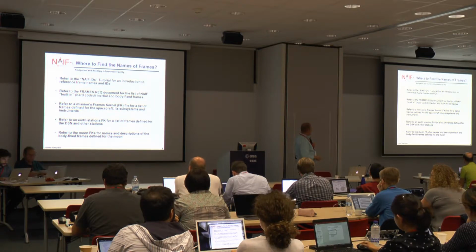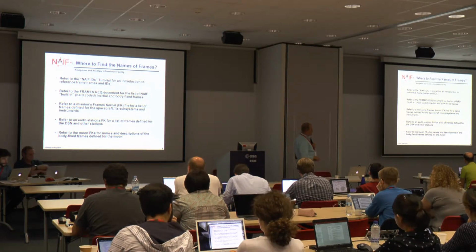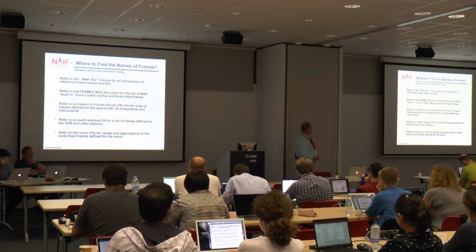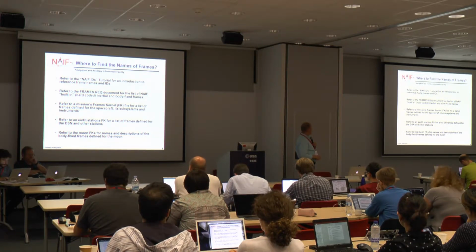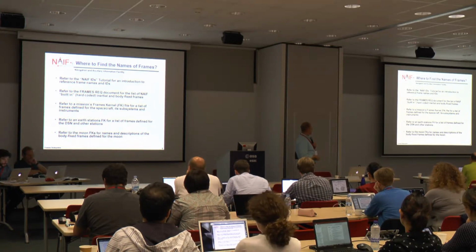For mission frames, such as spacecraft frames and frames for its subsystems and instruments, you normally will need to look at the mission's frames kernel. It will provide detailed comments, and of course you will see the frame definitions themselves. For names of the Earth station frames, you need to look at the FK for these stations, and there are multiple such files, one for DSN stations and one for ESA stations, and I believe there is one for Russian stations as well.